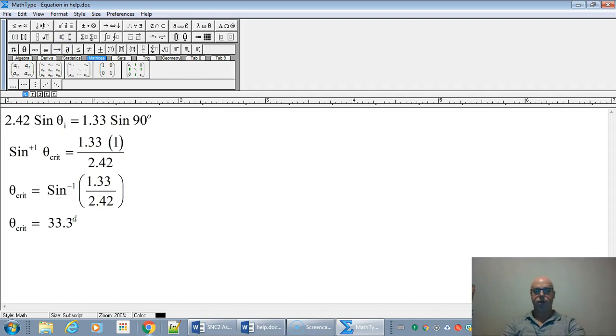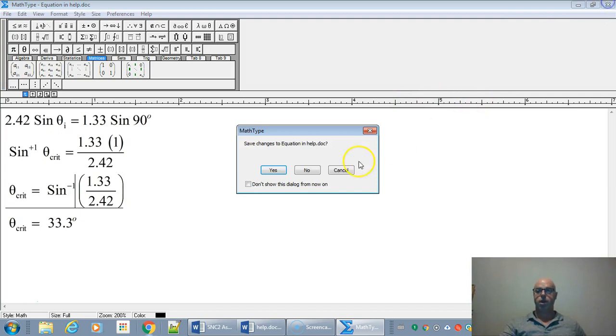Now if you have a poor calculator, one of those cheap backwards calculators, you'll have to do this backwards. You'll go 1.33 divided by 2.42, hit equals, and then you'll go either shift or second function, whatever your calculator has, sine, and it'll give you the 33.3 degrees. If you have a good calculator, you can type in exactly what you see, and if you have a poor calculator, just do it backwards.